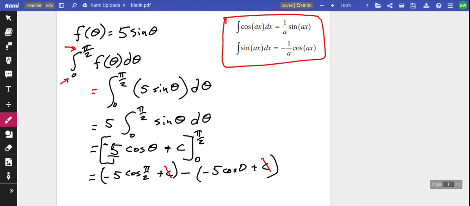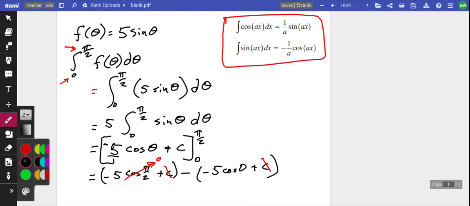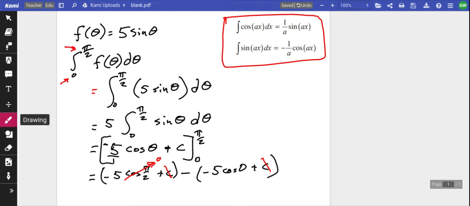The other thing to remember is cosine of pi over 2 is just equal to 0, so this whole first term disappears. Now I'm just left with 0 minus, the first parenthesis is all 0, minus a negative 5, so that would be a positive. I have 0 plus 5 times cosine of 0, which is just 1. And the c's disappeared, so my answer is just 5. Yay, that's the answer.